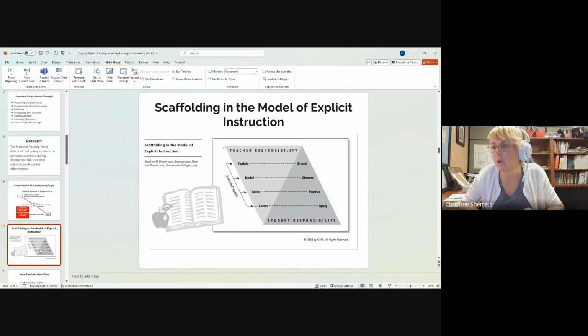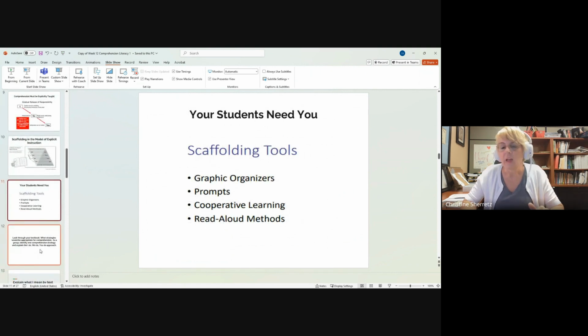So scaffolding in the model of explicit instruction. With this scaffolded support as teachers, we're explaining, we're modeling, we're guiding, and we're assessing. So when you think about your teaching of comprehension, you need to be going through these processes. How do we scaffold for comprehension? Well, you scaffold by doing graphic organizers. You scaffold with props. Cooperative learning helps with scaffolding. And read aloud methods help with scaffolding. And think alouds. I didn't put think alouds on here, but that's what we're talking about in this module.